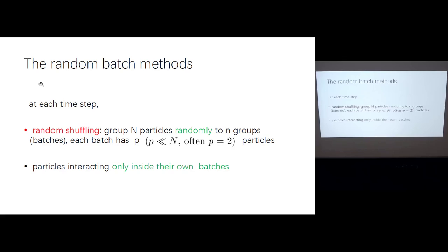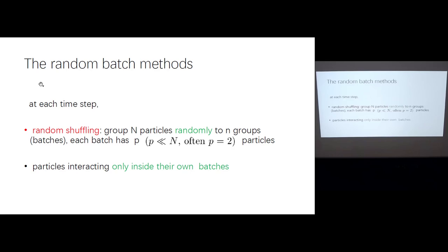So the idea is at every time step, we have n particles. We just do a random shuffling. It divides n particles in a random way into small n groups, and each group has only p particles. p is much, much smaller than n; p is O(1). In particular, you can choose p to be 2, which means each group has just 2 particles. Then you only interact within your own group.